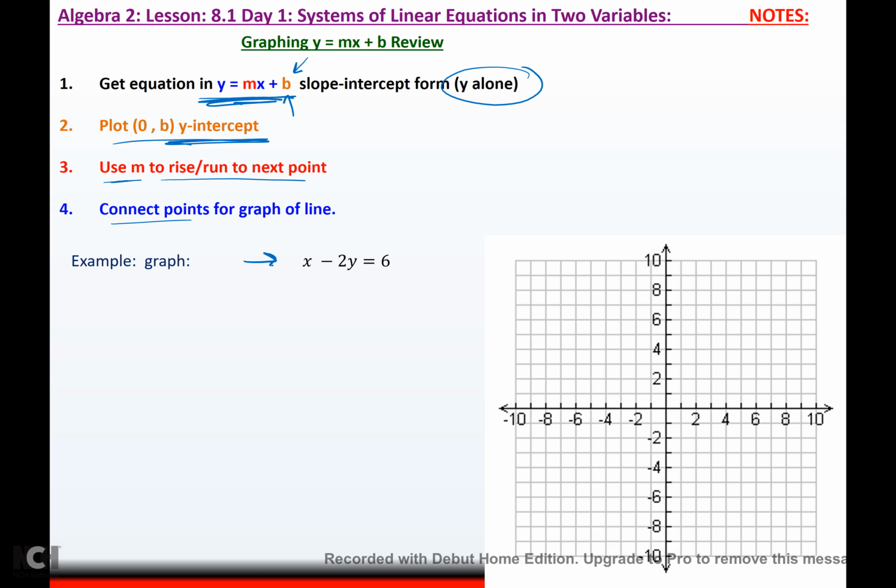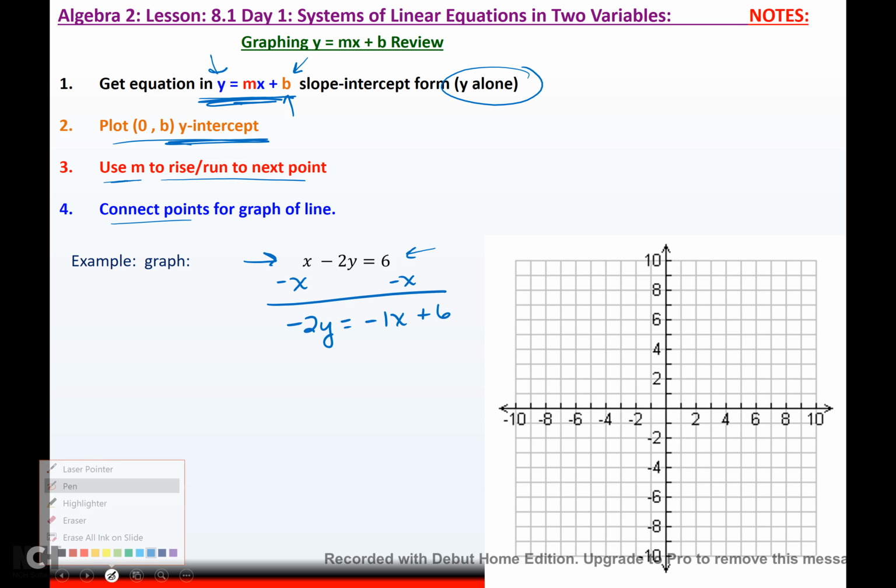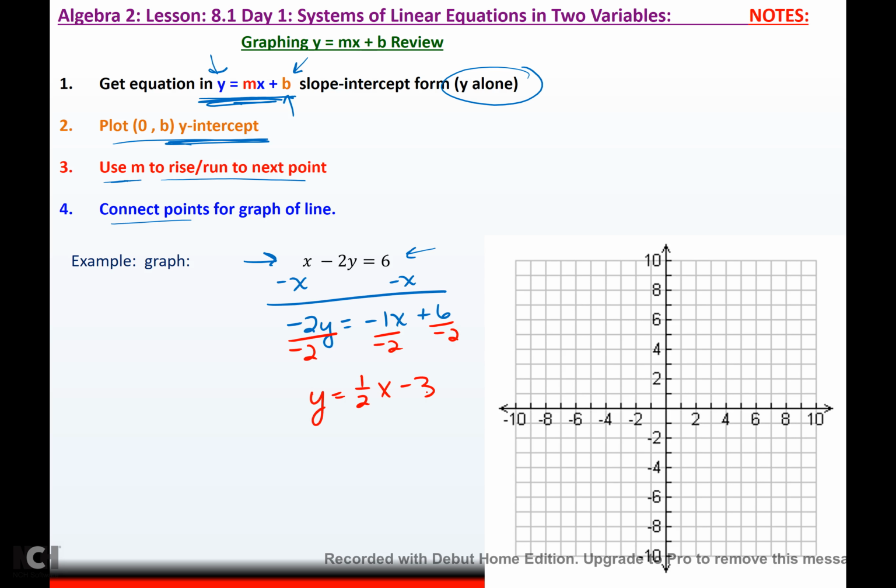So what you do is, this is like your treasure map. You have to decipher it. It's coded, obviously, and you can't read it until you get y alone. So to get y alone here, I'm going to minus x from both sides. That gives me -2y equals -1x plus 6. You don't have to put the 1, but I think it helps when you're trying to graph for sure. So now to get y alone, I'm going to divide by -2, and I get y equals 1/2 x minus 3. Now I can read the code.